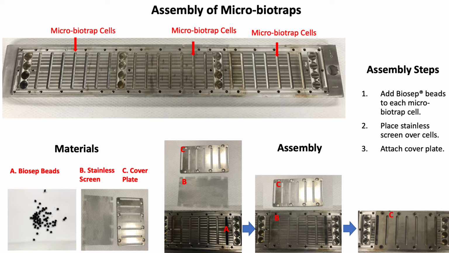So before submersion, the biosep beads are going to be added to the cells. There's a stainless steel screen and a cover plate. The biosep beads are added to the microbiotrap cells shown above here. The stainless steel screen is placed over the microbiotraps, and the cover plate is then placed over the stainless steel screen and affixed with screws.